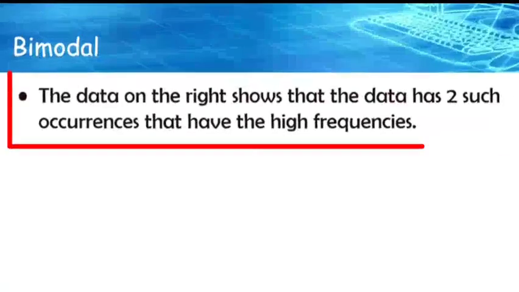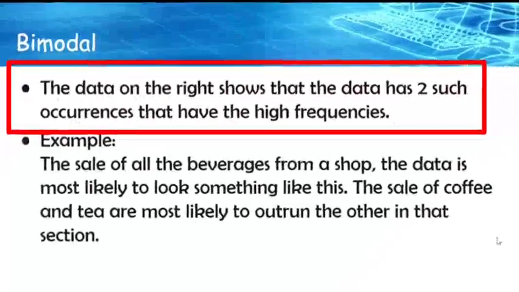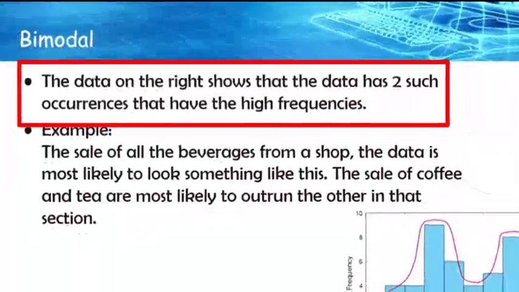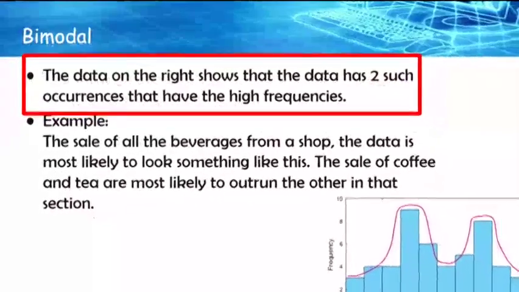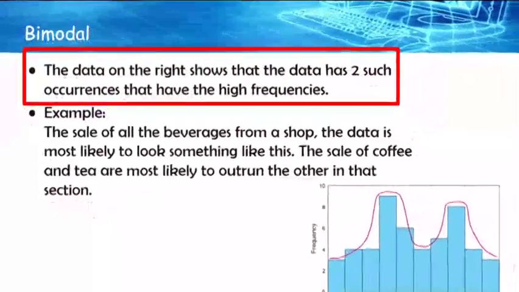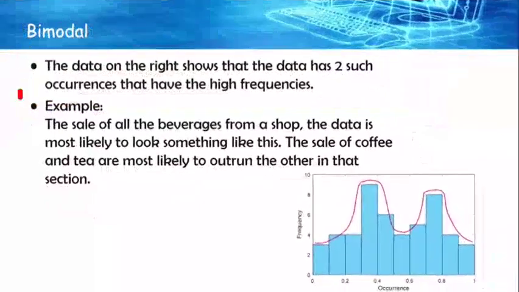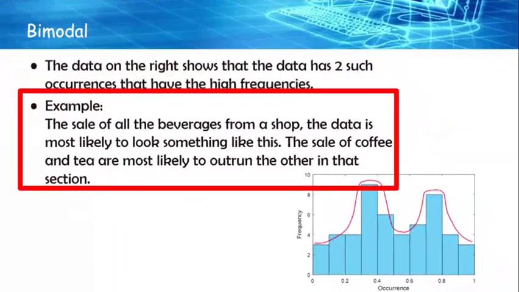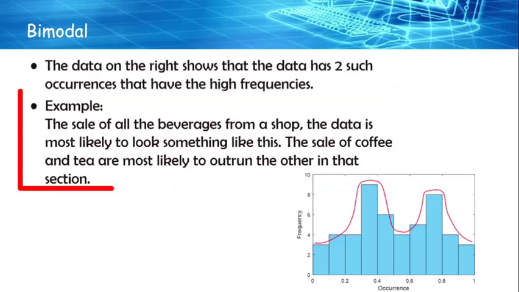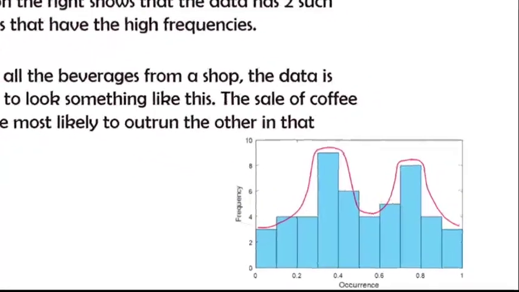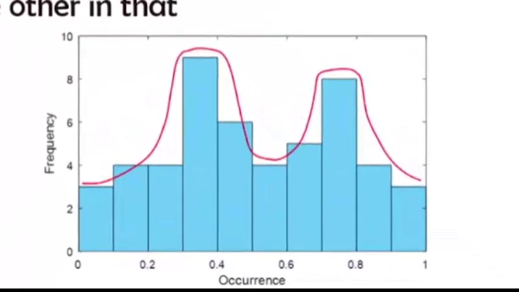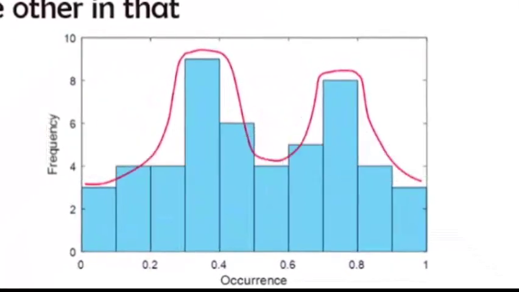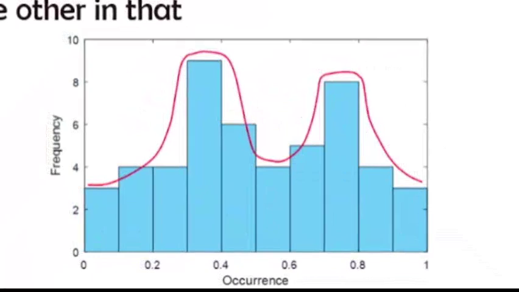So the data in the image over here, let us take the example itself. The data on the right shows that there are two data points having the same occurrence. The example over here is the sale of beverages from a shop. The data is most likely to look something like this. The sale of coffee and tea are most likely to run out faster than the others. So this is the analysis data of a small shop owner who wants to know which are going to run out first.